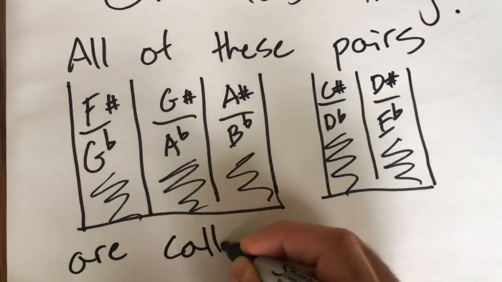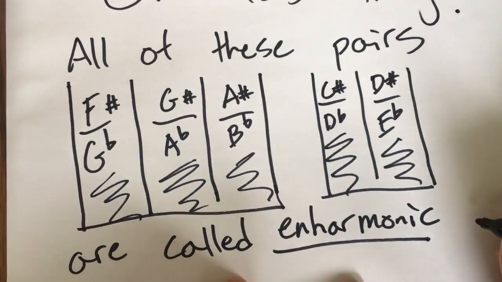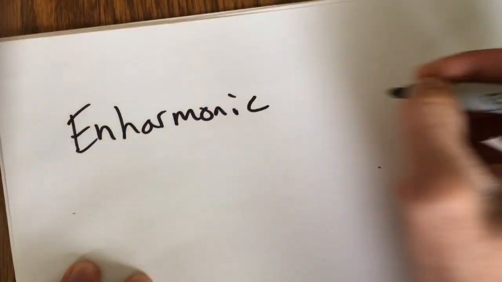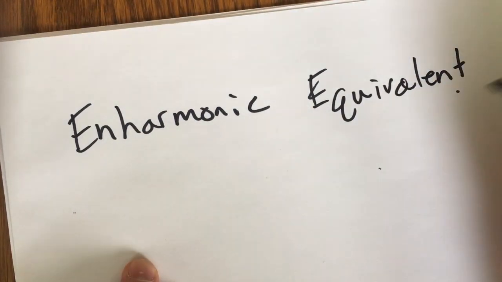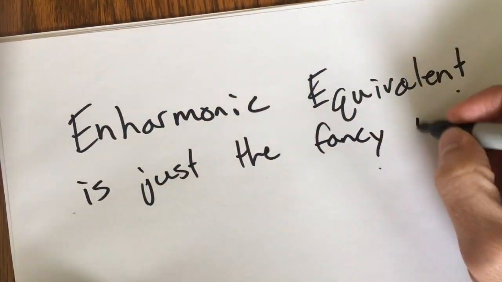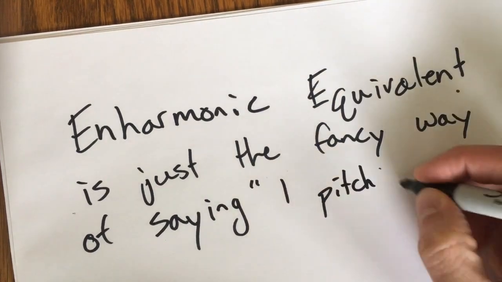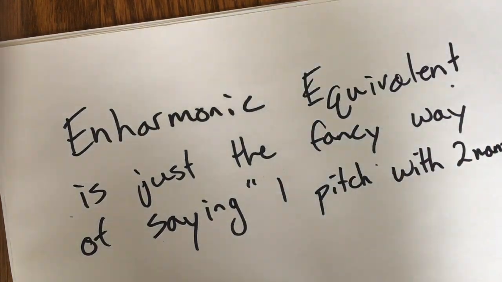Those are called enharmonic equivalents. So that's another important vocab term that goes along with this lesson. Enharmonic equivalent is just the fancy way of saying one pitch with two names.